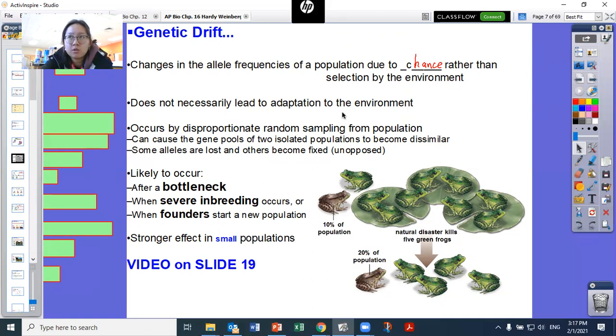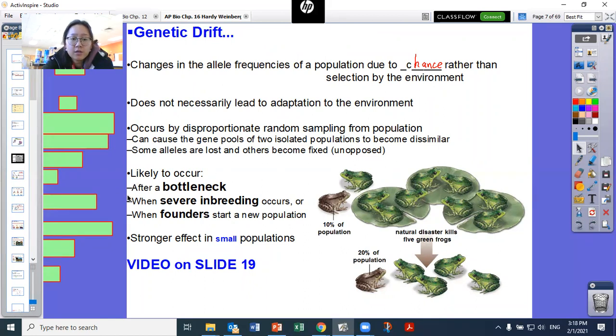So if that population just breeds and breeds and breeds, it could just expand the population while maintaining the same allele frequency, but sometimes it can also be paired with environmental adaptation. So it occurs by disproportionate random sampling from populations. So it can cause the gene pools of two isolated populations to become dissimilar. Some alleles are lost and some become fixed or unopposed. So if there's a large majority, then usually that one will become the most common, or it might become the only phenotype or allele that is left in the population, especially if it is an advantageous one for survival.